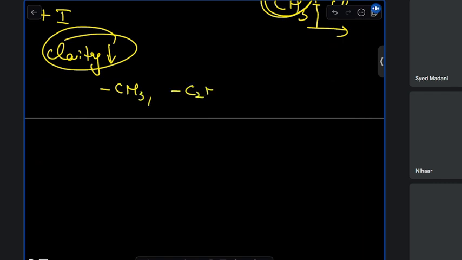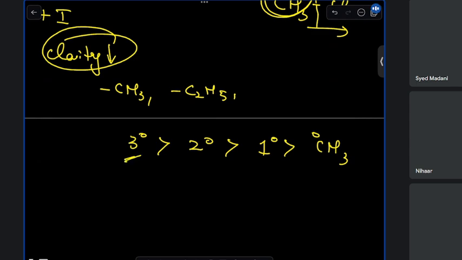C2H5. All are ethyl groups, all are alkyl groups. Remember that. In alkyl groups, tertiary first, then secondary, then primary, and then the methyl group. If you ask me why, I told you already. Tertiary meaning more CH3 is on the carbon. More confusion means less clarity. More confusion means you do not know where to go, and not knowing where to go is what plus I effect is. Therefore it is very strong here.